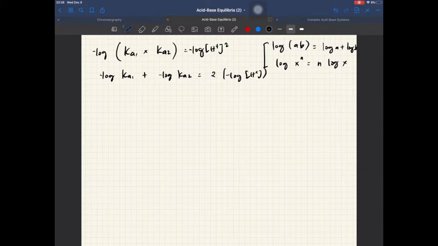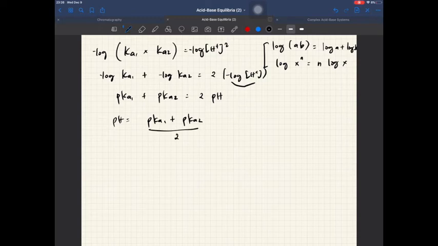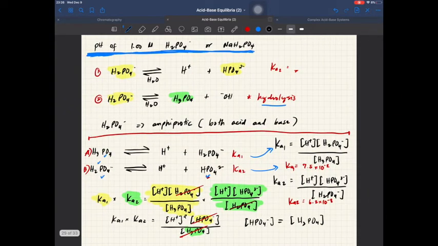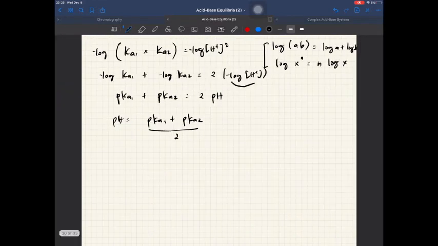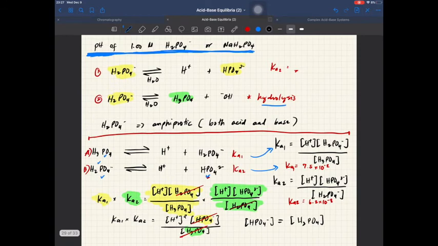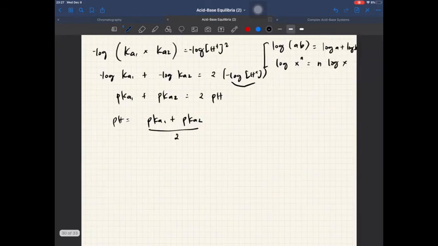Take note, negative log of Ka1 is just pKa1 and negative log of Ka2 is just pKa2. And we have 2, and furthermore negative log of hydrogen ion is just pH. So therefore pH is equal to pKa1 plus pKa2 over 2. So regardless of the concentration of the amphiprotic species, the pH is calculated like this. The concentration of the amphiprotic species is not accounted for.